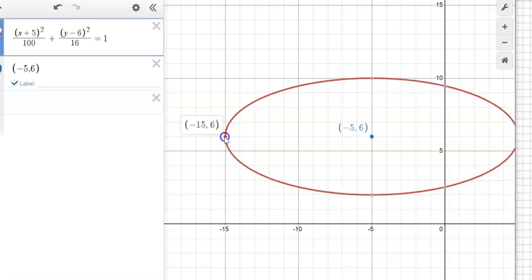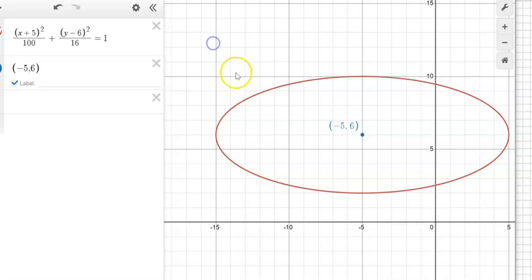I've added 10 to the x value. Y value stays the same. And if I get up to here, the x value is the same, negative 5, but I've added 4 to the y value. Right? From 6 up to 10, I've added 4. That's the basic idea for graphing these ellipses.